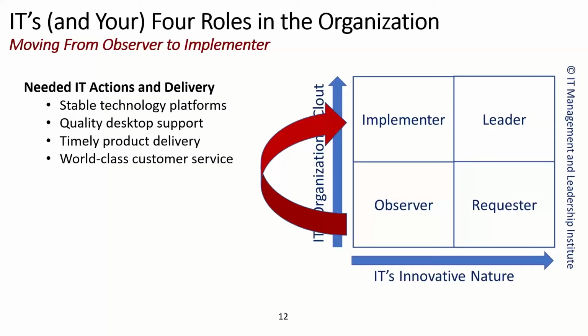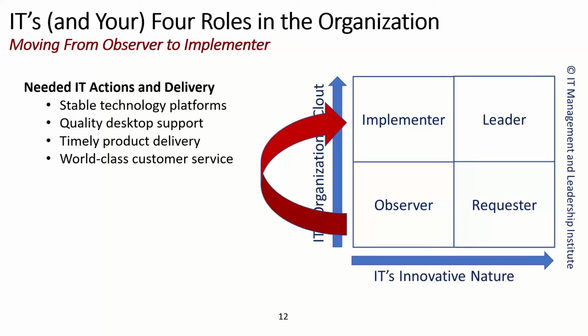If you want to move from observer to implementer, and by the way, you will see by design there is nothing that brings you from observer directly to leader. Why? Because you have to go either up and over or over and up. It's just the nature of it. You can be doing a little bit of incremental in each. But let's look at moving up or horizontal.